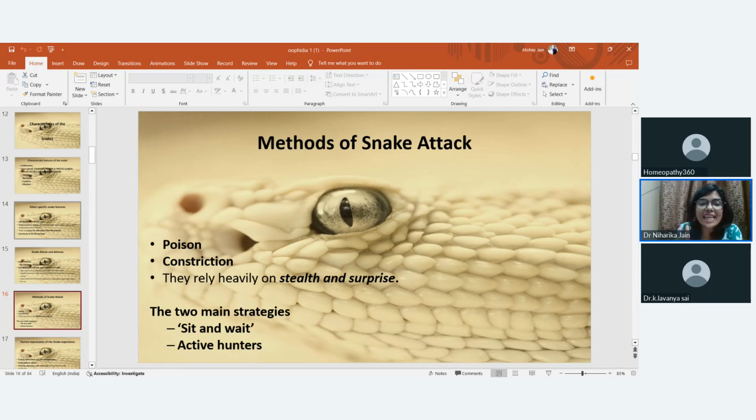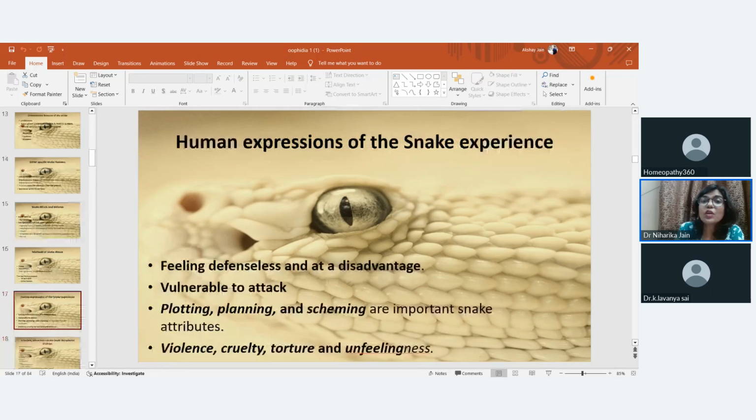So the two main strategies: sit and wait. आराम से वेट करो, मेरे दिन भी आएंगे, मेरा जब टाइम आएगा ना तब तुझे पता चलेगा. And the other is active hunter. On the spot, I will kill you. Human expression of the snake: feeling defenseless and at a disadvantage, vulnerable to attack. Plotting, planning, scheming are very important to snakes.